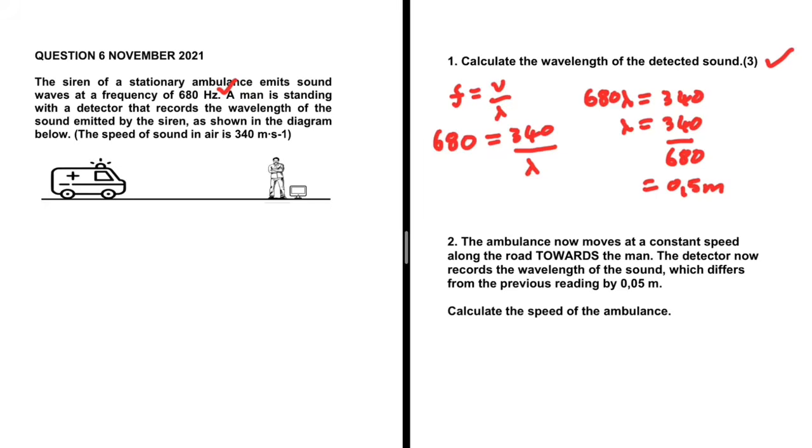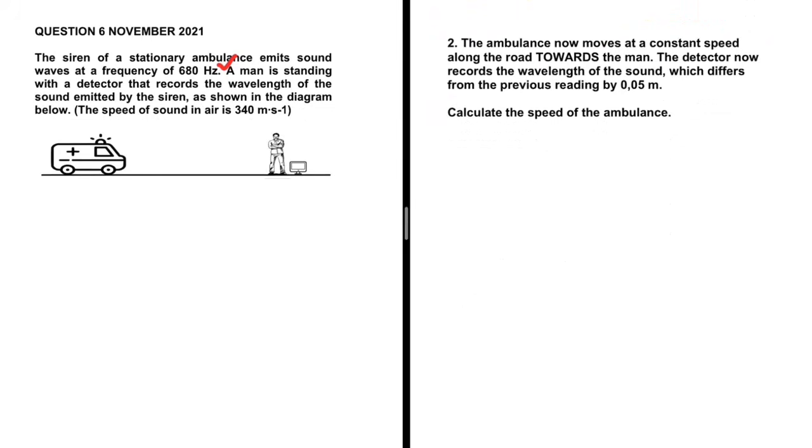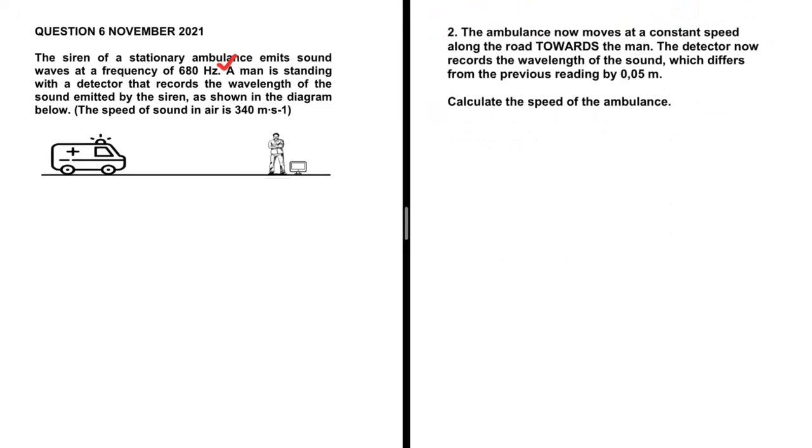Let's take a look at the second question. The ambulance now moves at a constant speed along the road towards the man. Now there is a Doppler effect that is going to occur because the ambulance is now moving relative to the man. Right. The detector now records the wavelength of the sound, which differs from the previous reading by 0.05 meters. Calculate the speed of the ambulance.